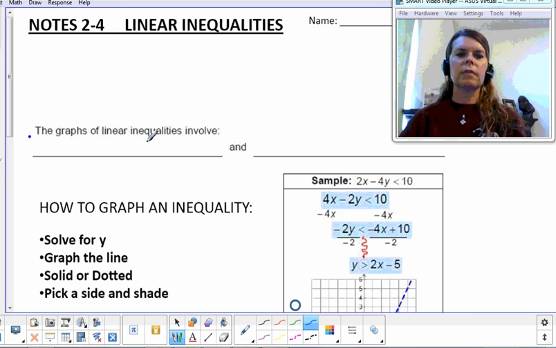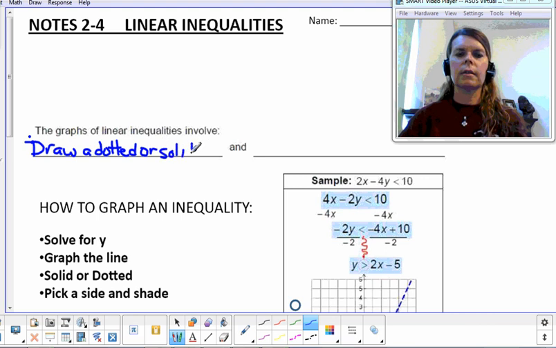The graphs of linear inequalities involve two things. First thing is draw your line. Write this in with me: draw a dotted or solid line. Maybe I said shaded, I meant solid. Dotted or solid line. And I'll tell you how you decide in a second. So draw a dotted or solid line.